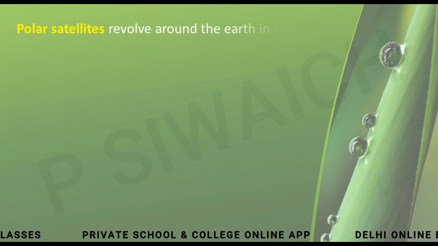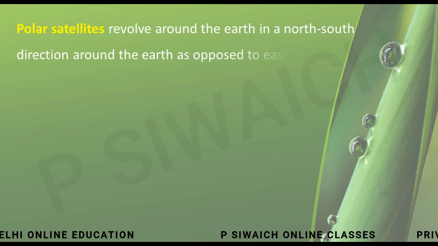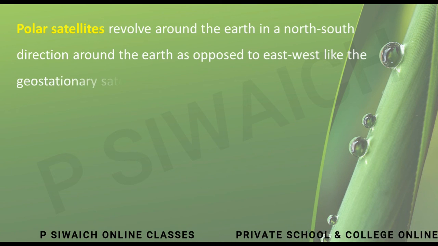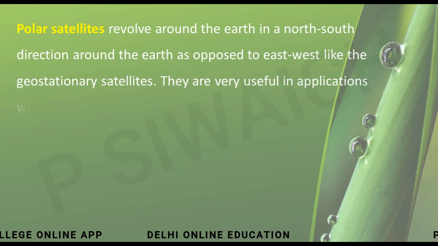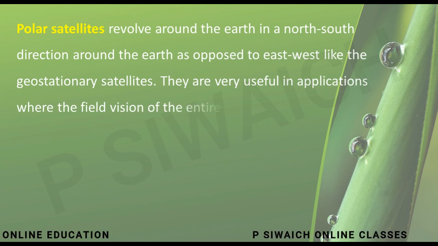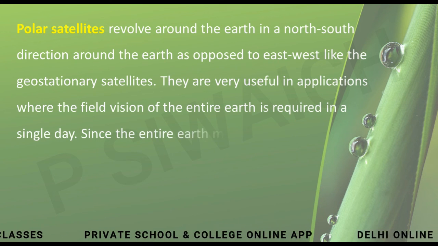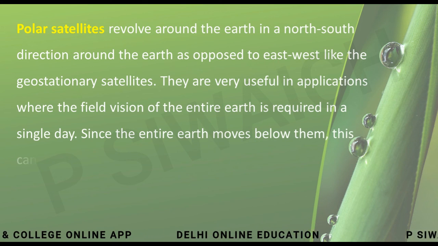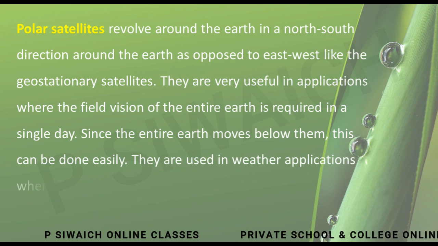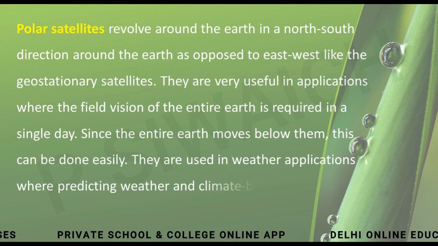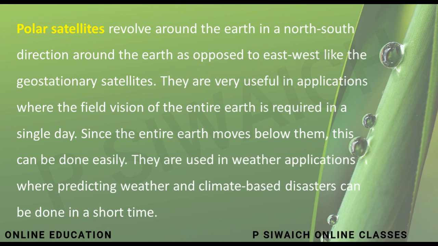Polar satellites revolve around the Earth in a north-south direction, as opposed to east-west like the geostationary satellites. They are very useful in applications where the field of vision of the entire Earth is required in a single day. Since the entire Earth moves below them, this can be done easily. They are used in weather applications, where predicting weather and climate based disasters can be done in a short time.